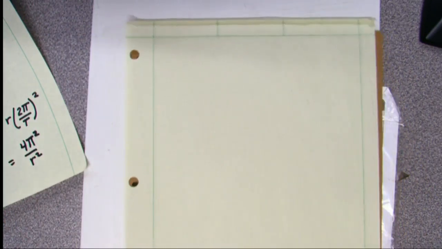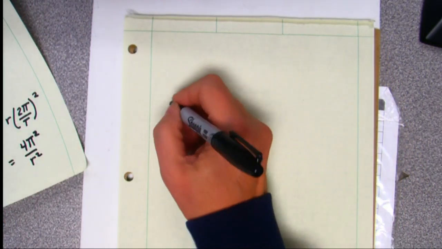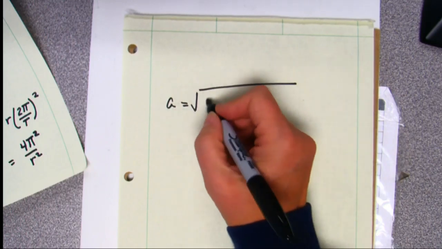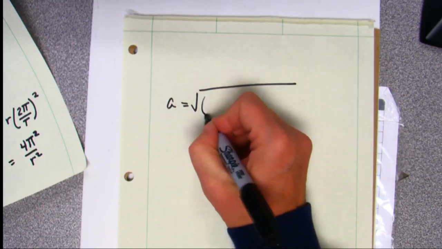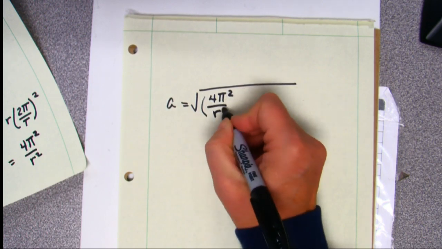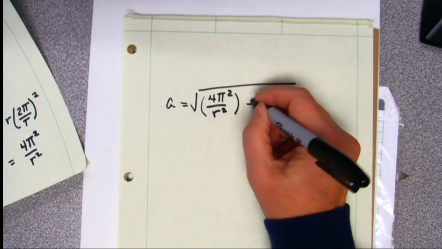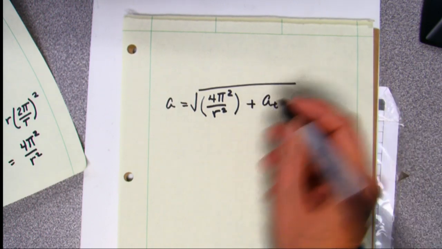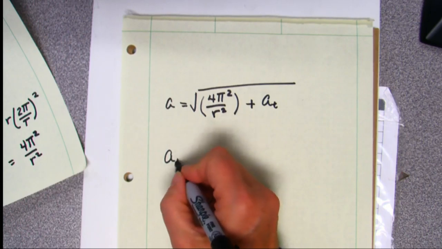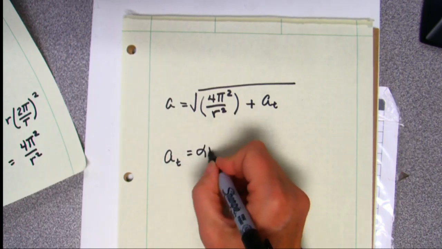So now, if I go back and I do a is equal to the square root of my centripetal acceleration squared, okay? This is 4 pi squared over r squared. And I have my tangential acceleration. So we're going to come back here. My tangential acceleration was alpha r.